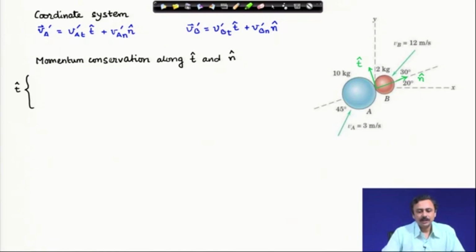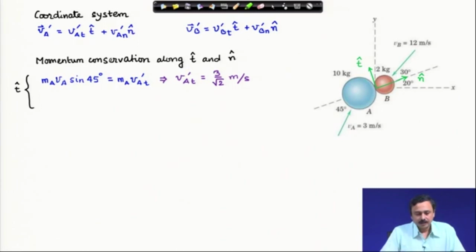Now, momentum conservation along the tangent and the normal direction. Along the tangent direction first, because that is the simplest. As you know, in the tangential direction, the incoming and outgoing tangential components of the velocity of individual particles are equal. Basically, momentum before and after are equal, and that leads us to the conclusion that the tangential velocity components are equal. Here I have written the momentum conservation.